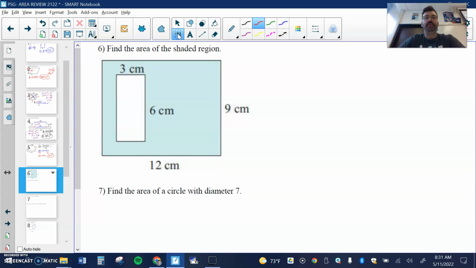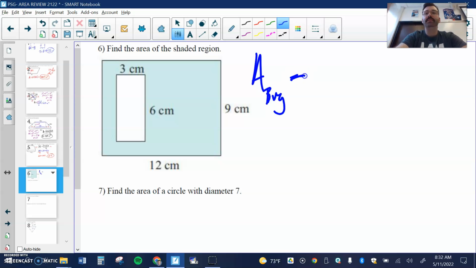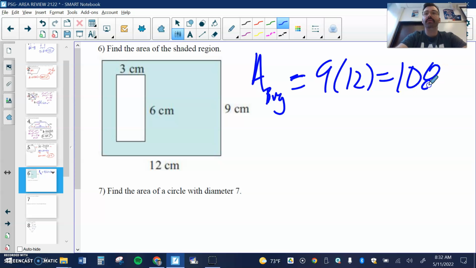All right, number 6, pick up 6. Find the area of the shaded region. You want to do the area of the outer shape minus the area of the inner shape. So my big one is 9 times 12, which is 108.